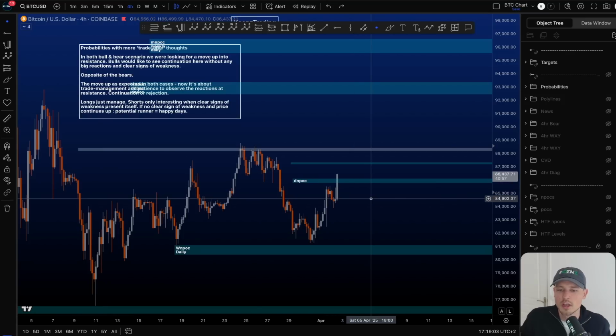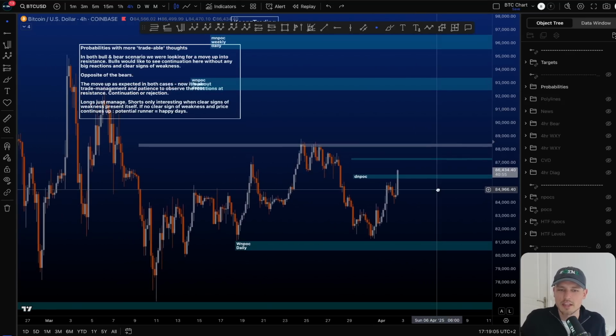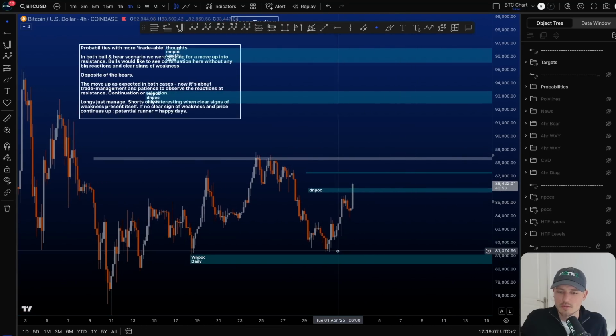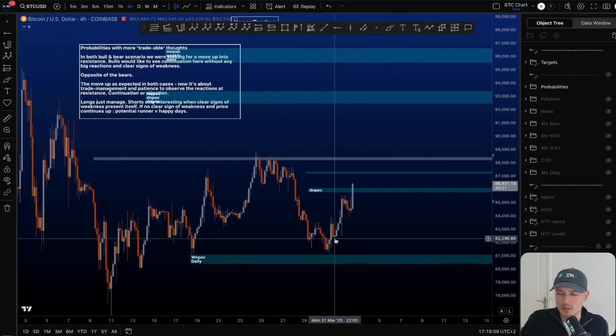So that is how I would approach my trading if not really yet positioned from an Elliott wave point of view at the low somewhere here.